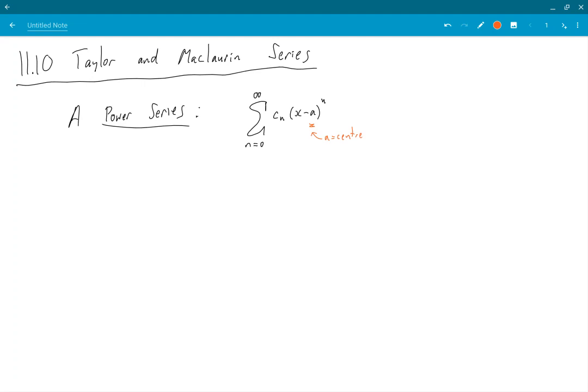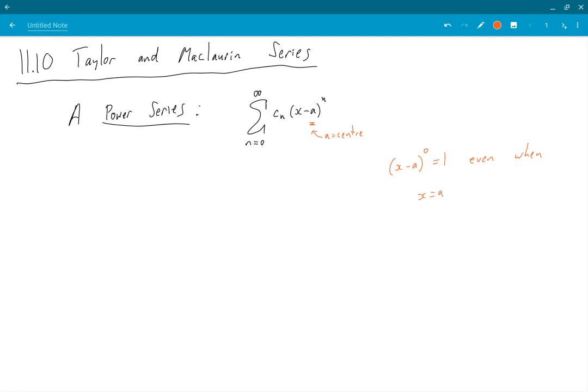Okay, one thing to note here is that for the n equals 0 term, we let this (x minus a) to the 0 be 1, even when x is equal to a. We do this by convention, which means we do it to make our lives a bit easier, to make this closed form make sense and not add a complication.